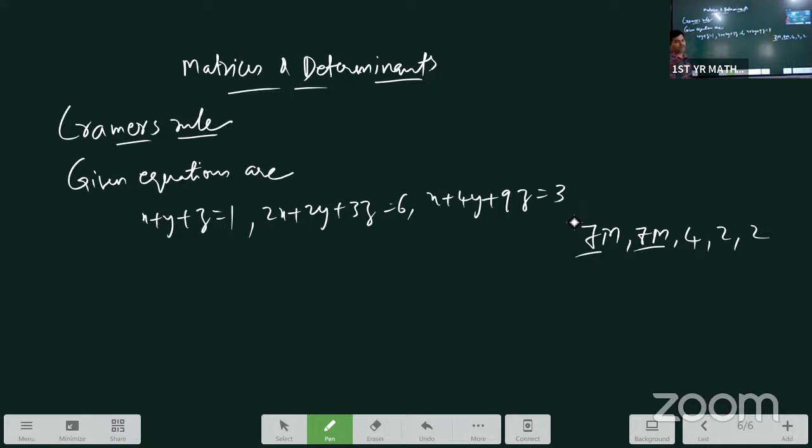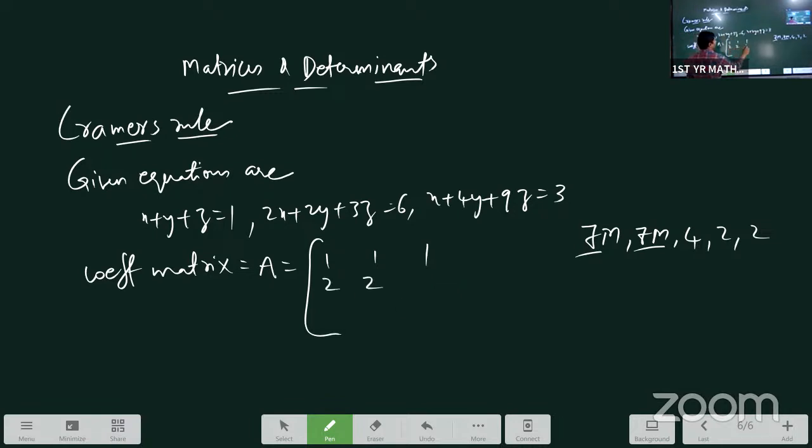In total we have 3 methods: Cramer's, Gauss-Jordan, and matrix inversion. Let us see Cramer's rule. These are your given equations. First I am going to write the coefficient matrix, let it be capital A. The coefficients of x, y, z of the first equation we write in the first row, the second equation in the second row, and the third equation in the third row. This is your coefficient matrix. Is it clear?